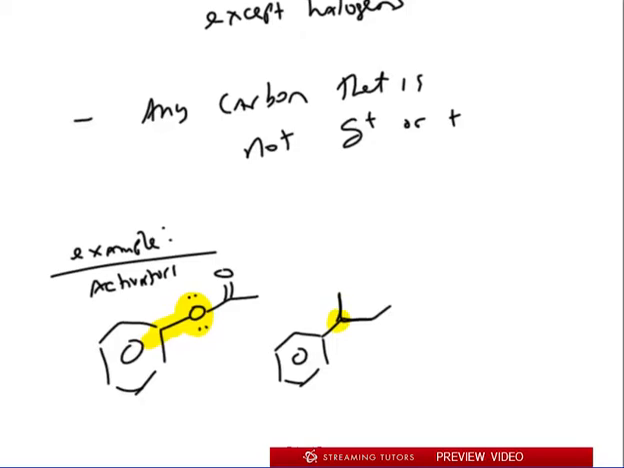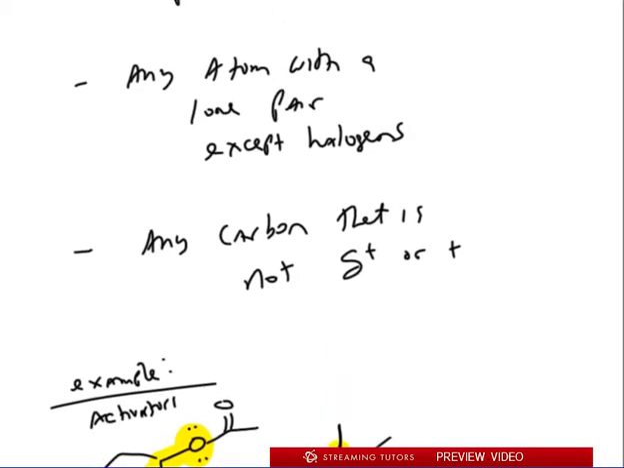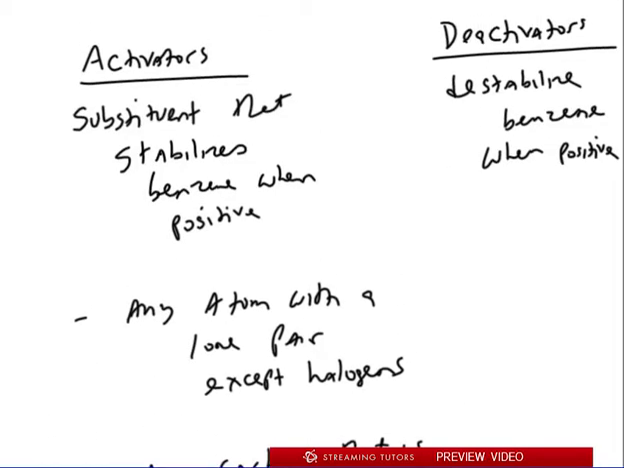So now in this case, it's not a lone pair atom, it's a carbon that is not positive. How would it be positive? Well, if it's a carbocation, no good, right? Or if it's attached to something that's electronegative, like a double bond O, then it's not going to be an activator, okay? So that's two examples of activator. Now let me show you examples of deactivators.